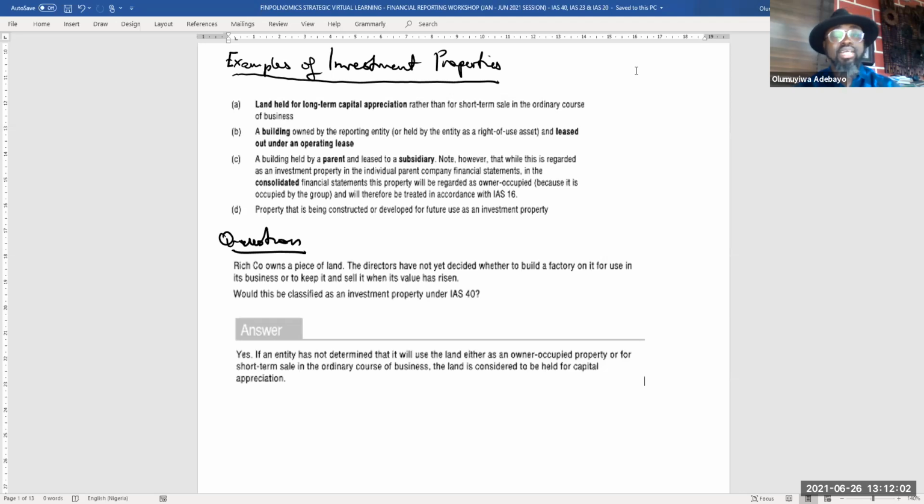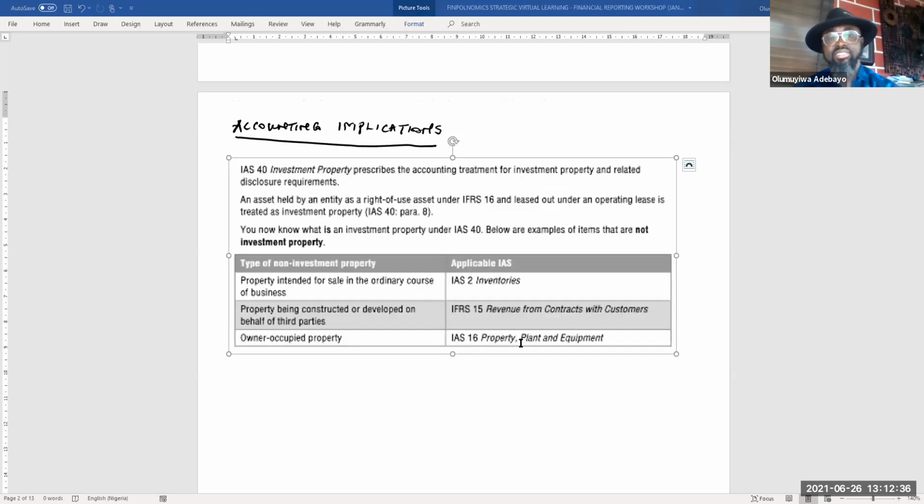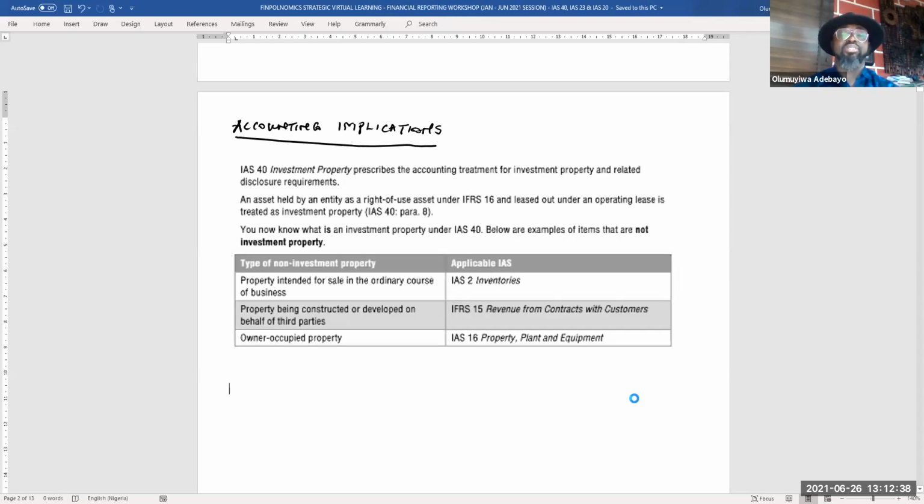Now let's look at various accounting implications, which is what I've discussed earlier. When a particular property might qualify as property under IAS 16, or it qualifies as inventory under IAS 2, or actually is an investment property, and what standard governs such accounting. Okay, now let's look at it from this perspective. And I want Anna Grace to volunteer in this respect. Let's look at these accounting implications.